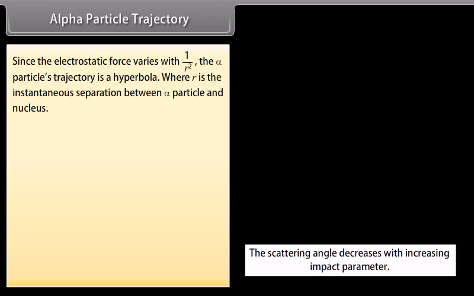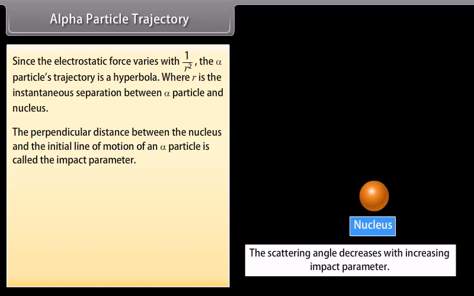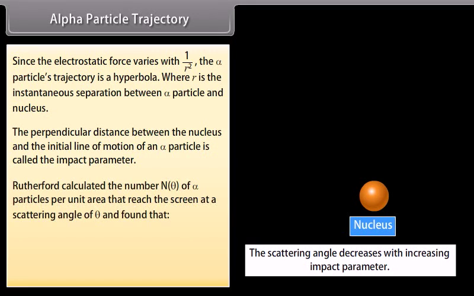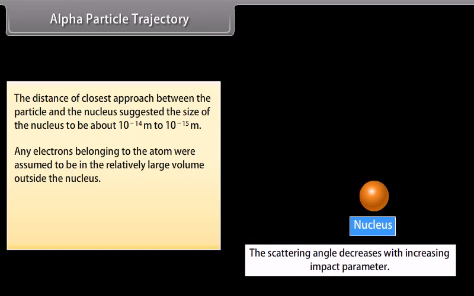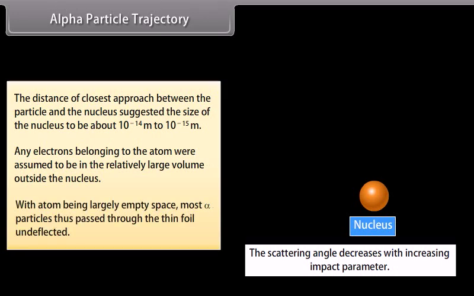Alpha particle trajectory. Since the electrostatic force varies with 1 upon r square, the alpha particle's trajectory is a hyperbola, where r is the instantaneous separation between the alpha particle and the nucleus. The perpendicular distance between the nucleus and the initial line of motion of an alpha particle is called the impact parameter. Rutherford calculated the number N(theta) of alpha particles per unit area that reach the screen at a scattering angle of theta and found that N(theta) is inversely proportional to sin theta upon 2 raised to the power 4. The distance of closest approach between the particle and the nucleus suggested the size of the nucleus to be about 10 raised to the power minus 14 meter to 10 raised to the power minus 15 meter. Any electrons belonging to the atom were assumed to be in the relatively charged volume outside the nucleus. With the atom being largely empty space, most alpha particles thus passed through the thin foil undeflected.